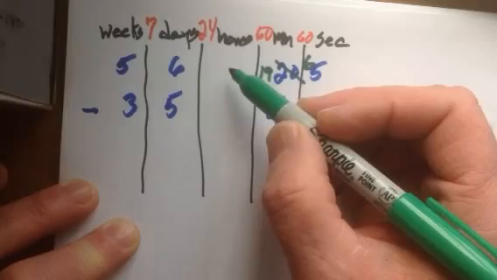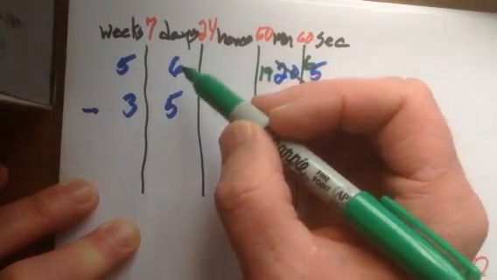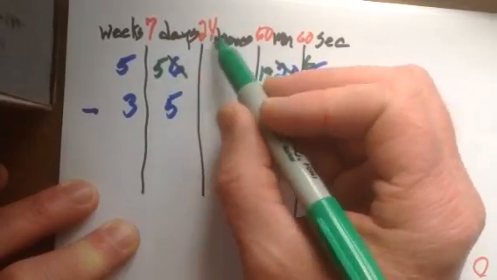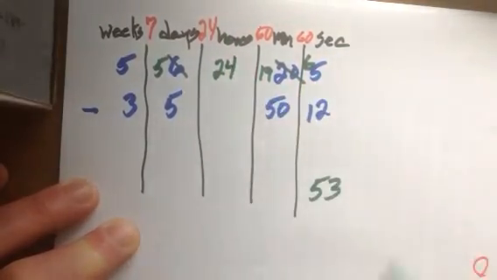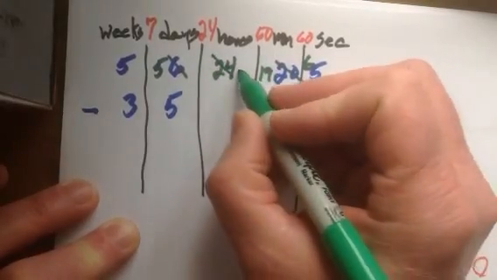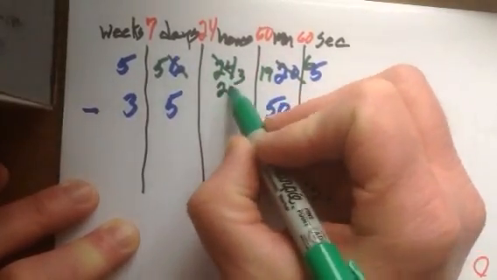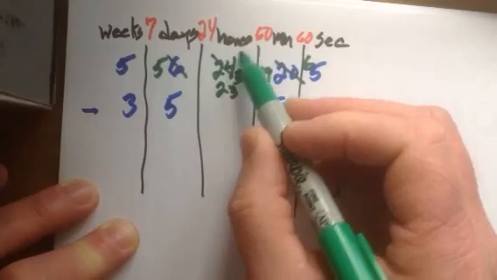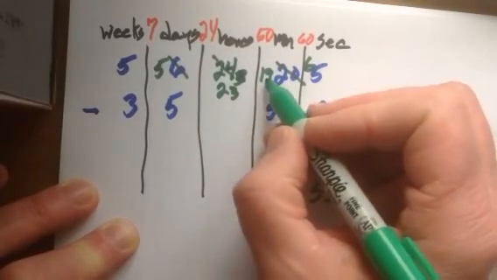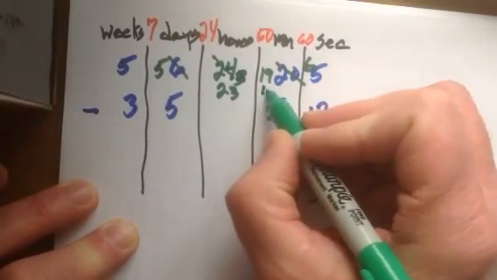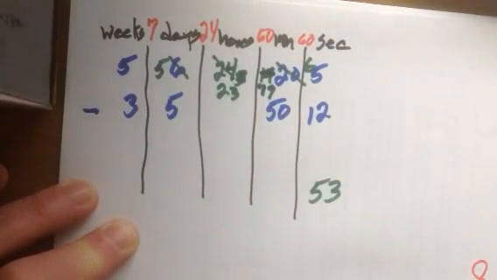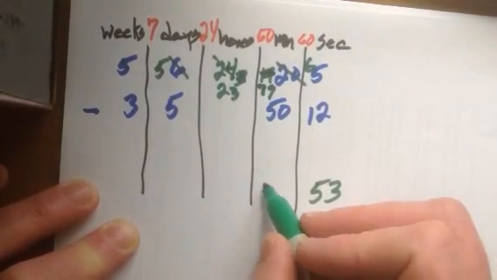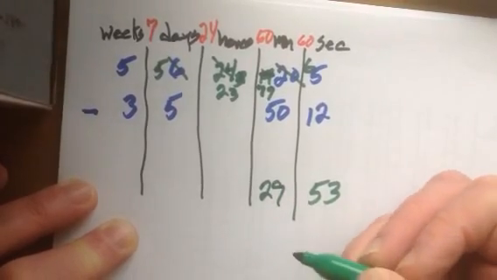Oh, there's nothing to borrow in hours, so we have to go all the way to days to borrow. So we're going to make this 5 days, and we're going to bring over how much? 1 day. Right, so that's 24 hours, but what we needed to do is borrow, so this is now 23 hours, and we bring 1 hour over, which is 60, so we add that to 19. This becomes 79. 79 minus 50, that's something we can deal with. That gives us 29.